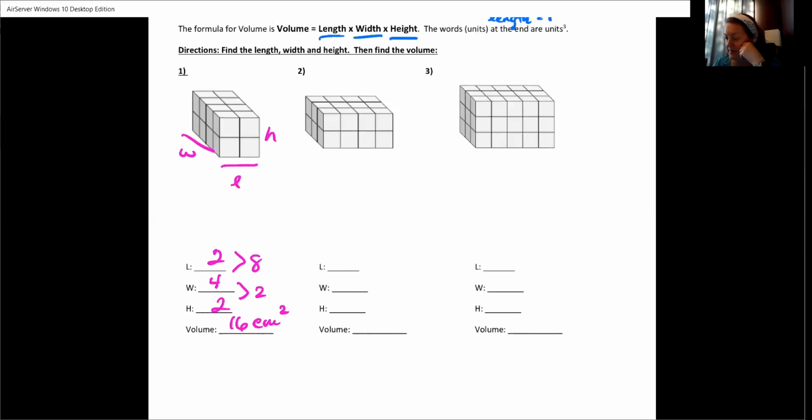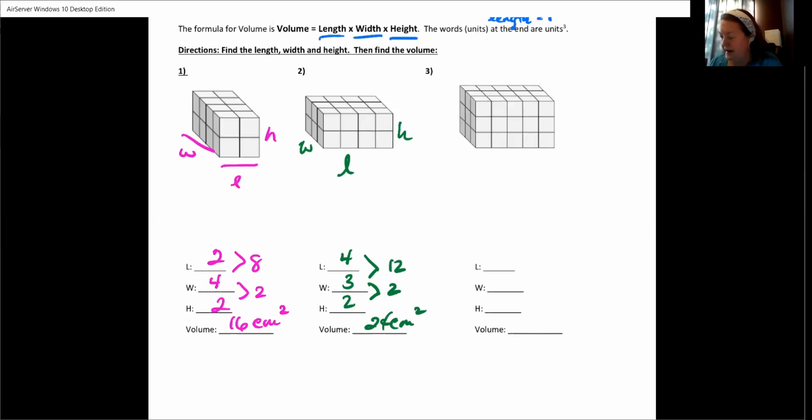All right, so we've got the main idea for this. So let's take a look at this one. So this one, we would call this the length, we'd call this the width, we'd call this the height. So length is 4, width is 3, and height is 2. So if I multiply those together, I get 12, and then 12 times 2 is 24 cubic centimeters.